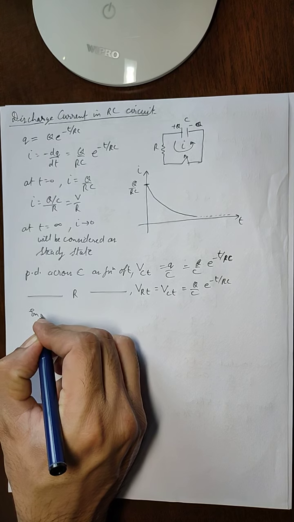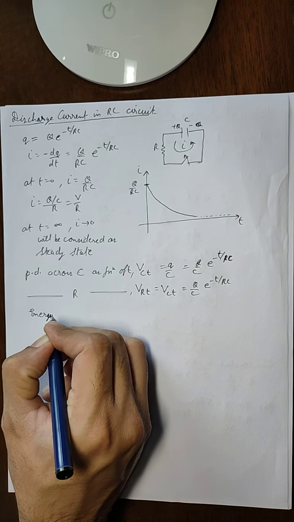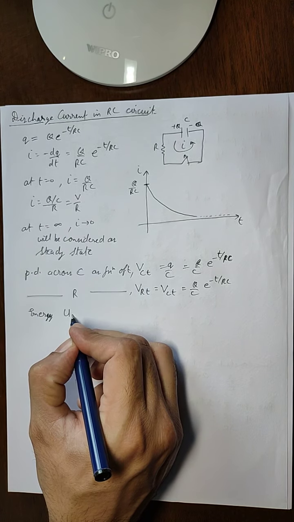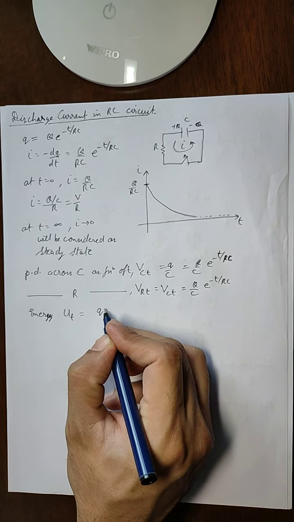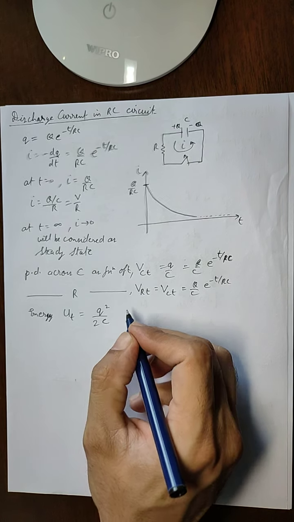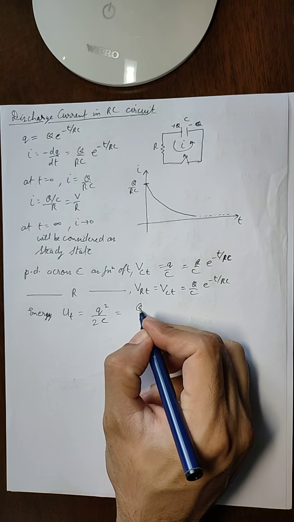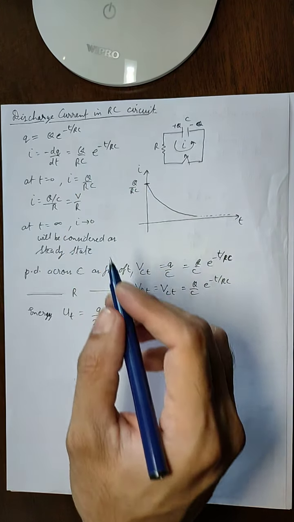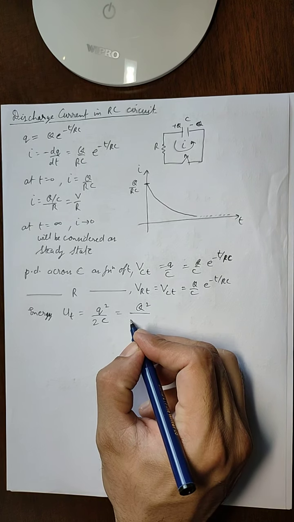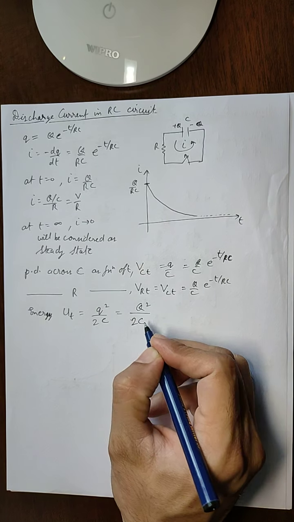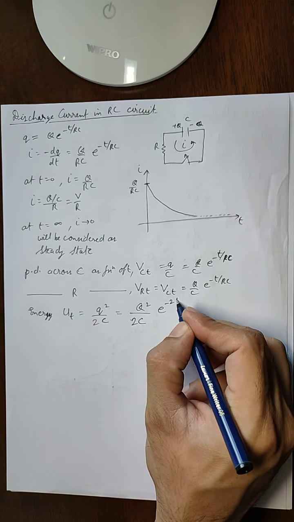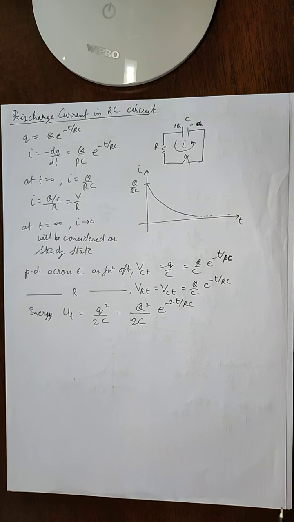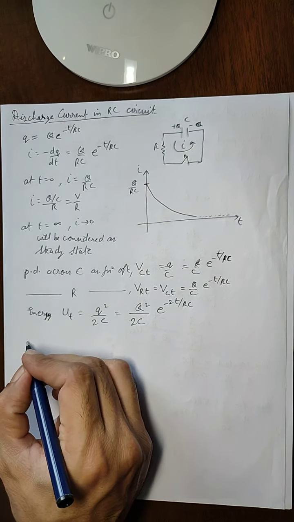Now we can calculate the energy as a function of time. So U(t) will be given as q square upon 2C. If you substitute it here, it will be q square upon 2C, and e to the power minus 2t by RC. This will be your energy.